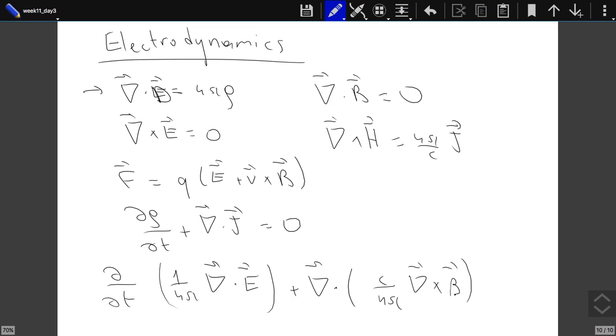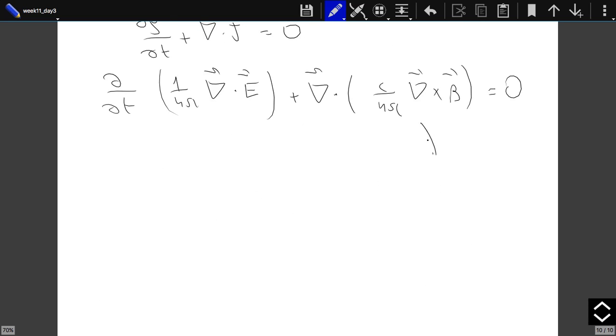But now we have a problem. This should be equal to 0. But the last term is already 0, because the divergence of a curl is 0. So we see that 1 over 4 pi, del over del T of the divergence of E, should be equal to 0, but it need not be. So now there is one inconsistency in our equations.